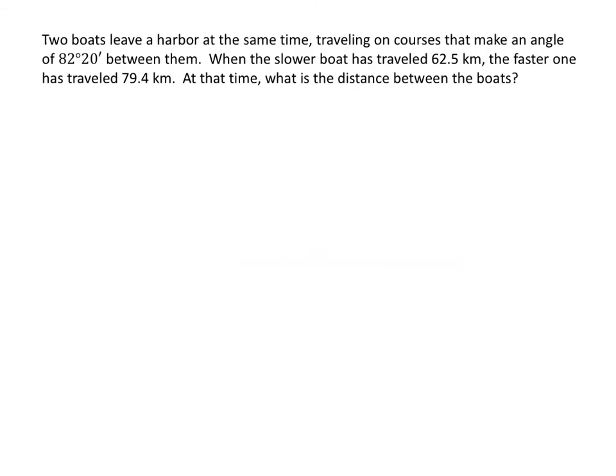So, two boats are leaving the harbor at the same time. They are traveling on courses that make an angle of 82 degrees 20 minutes between them. When the slower boat has traveled 62.5 kilometers, the faster one has traveled 79.4 kilometers. At that time, what is the distance between the boats?